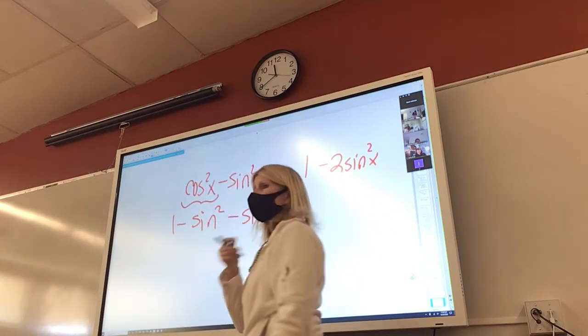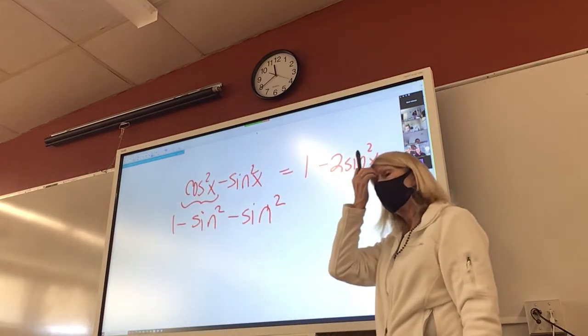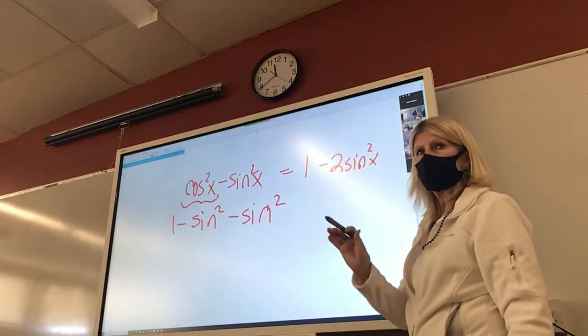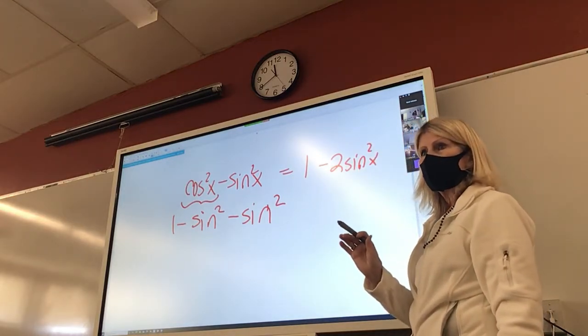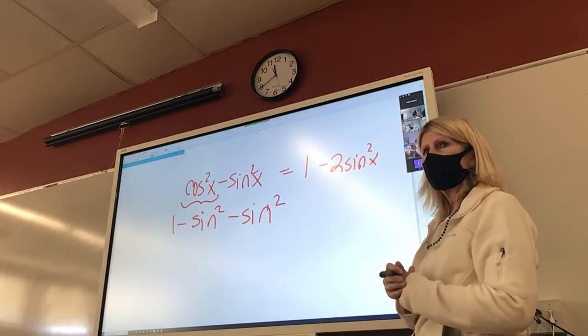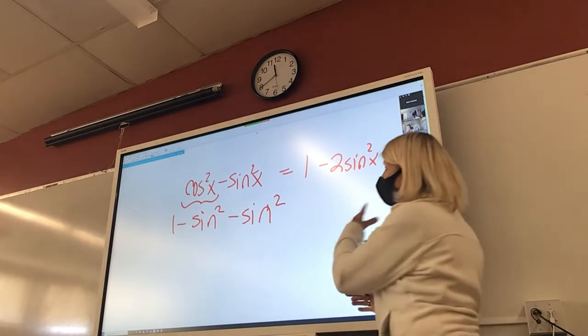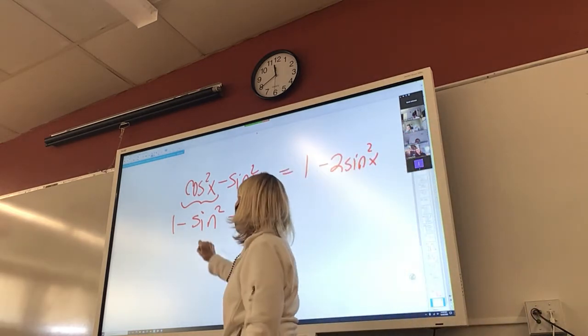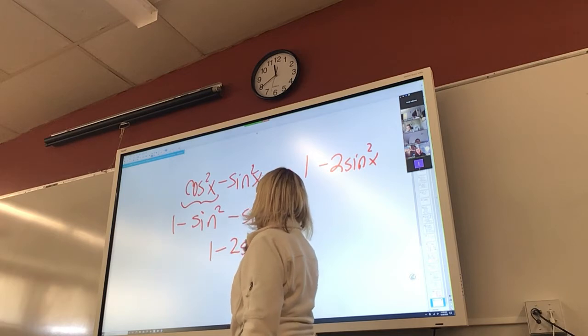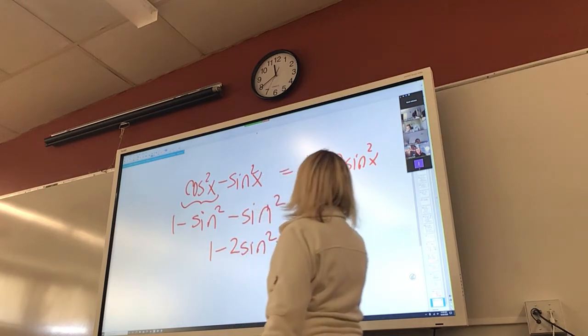Now you can drop the angles. I'm fine with you dropping angles at this point. You don't have to worry about it. You guys got me? So I just made a trig substitution. That was my first step. Now you simplify. Well, I can simplify because I can combine those together, and I get 1 minus 2 sine squared equals 1 minus 2 sine squared.